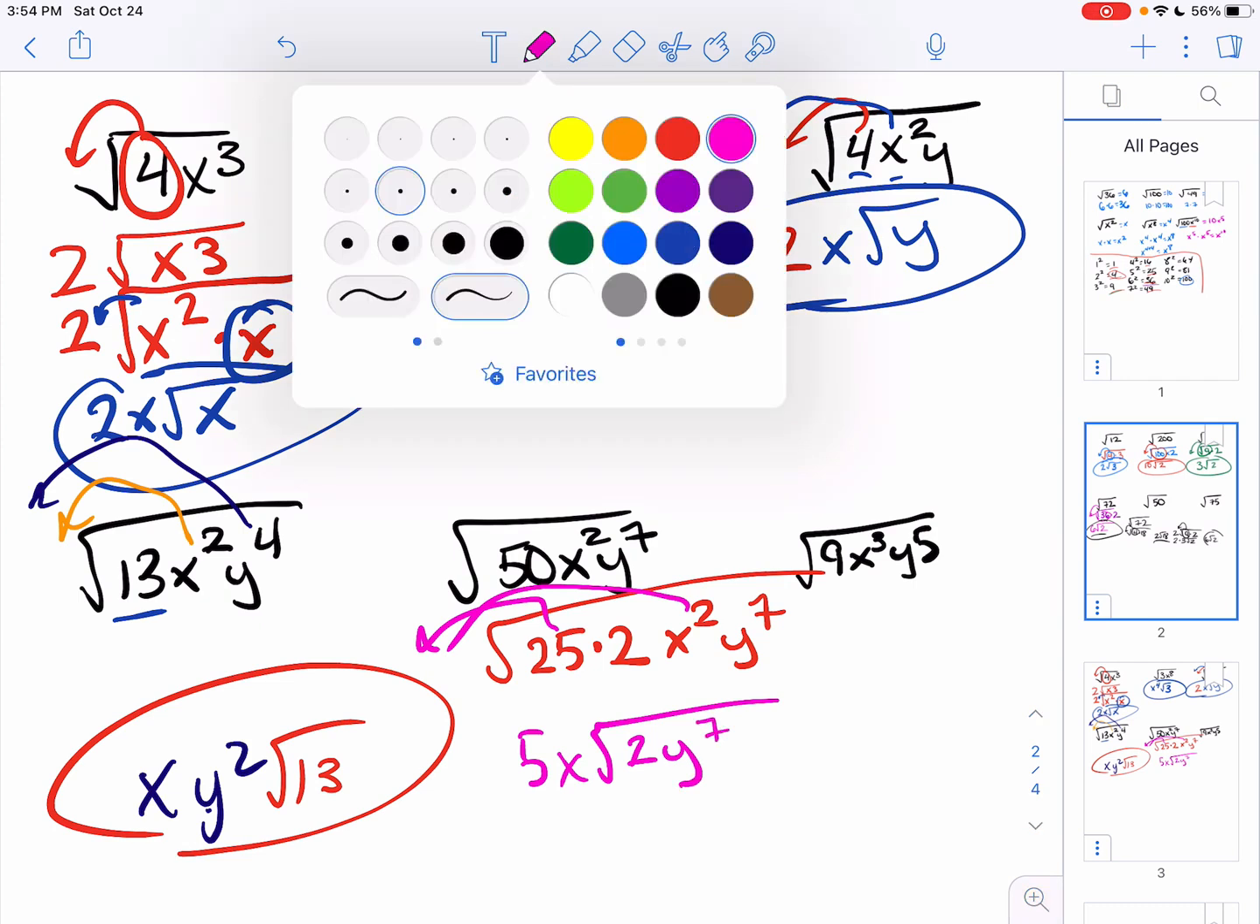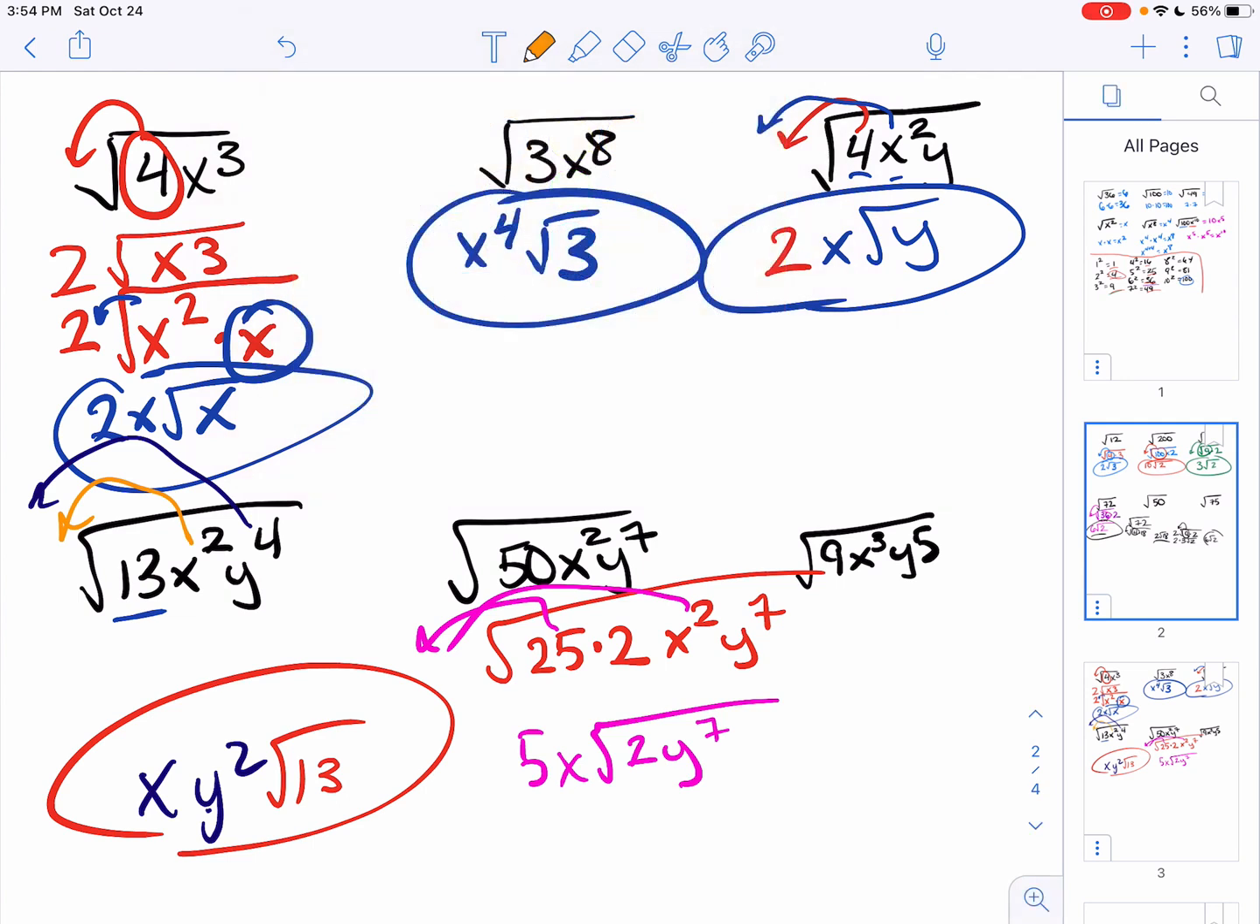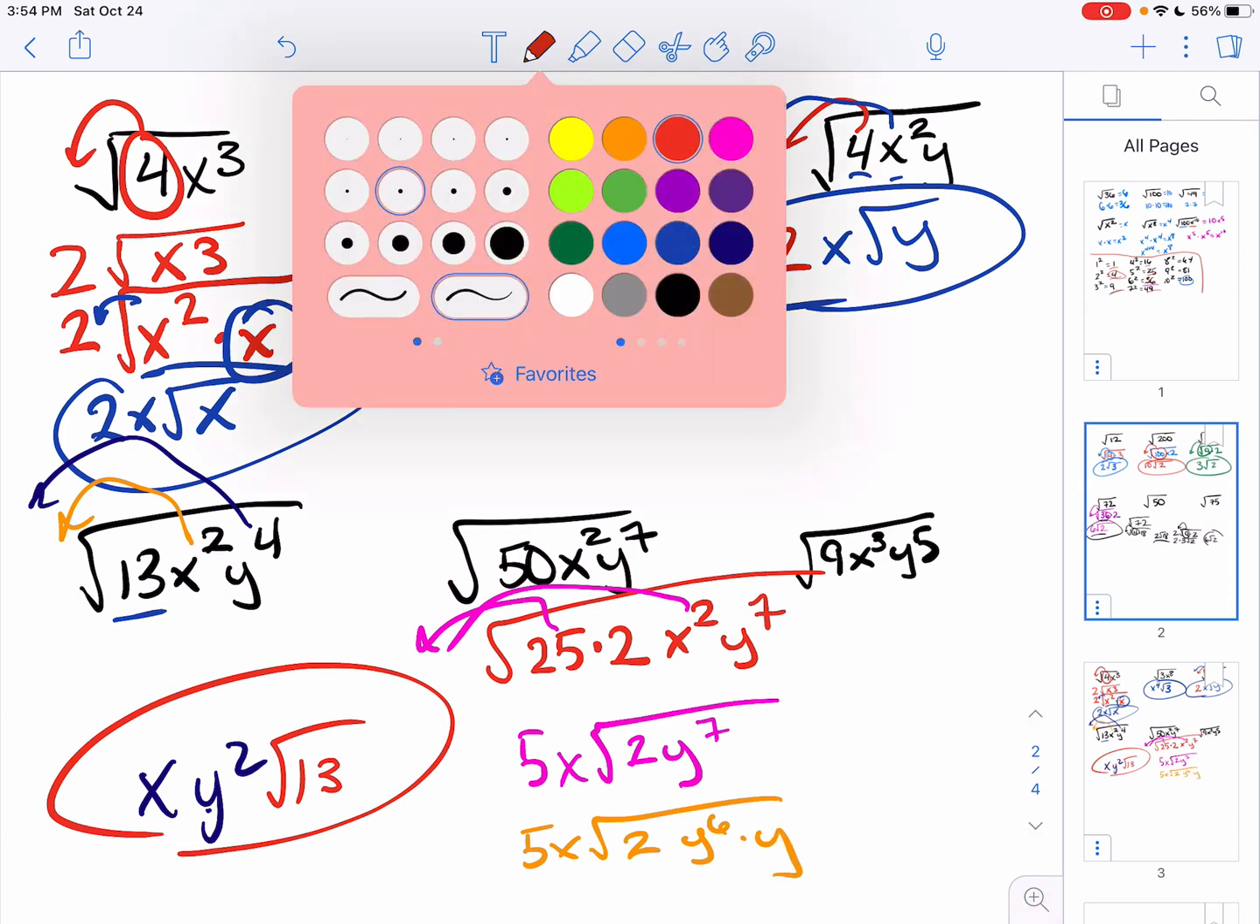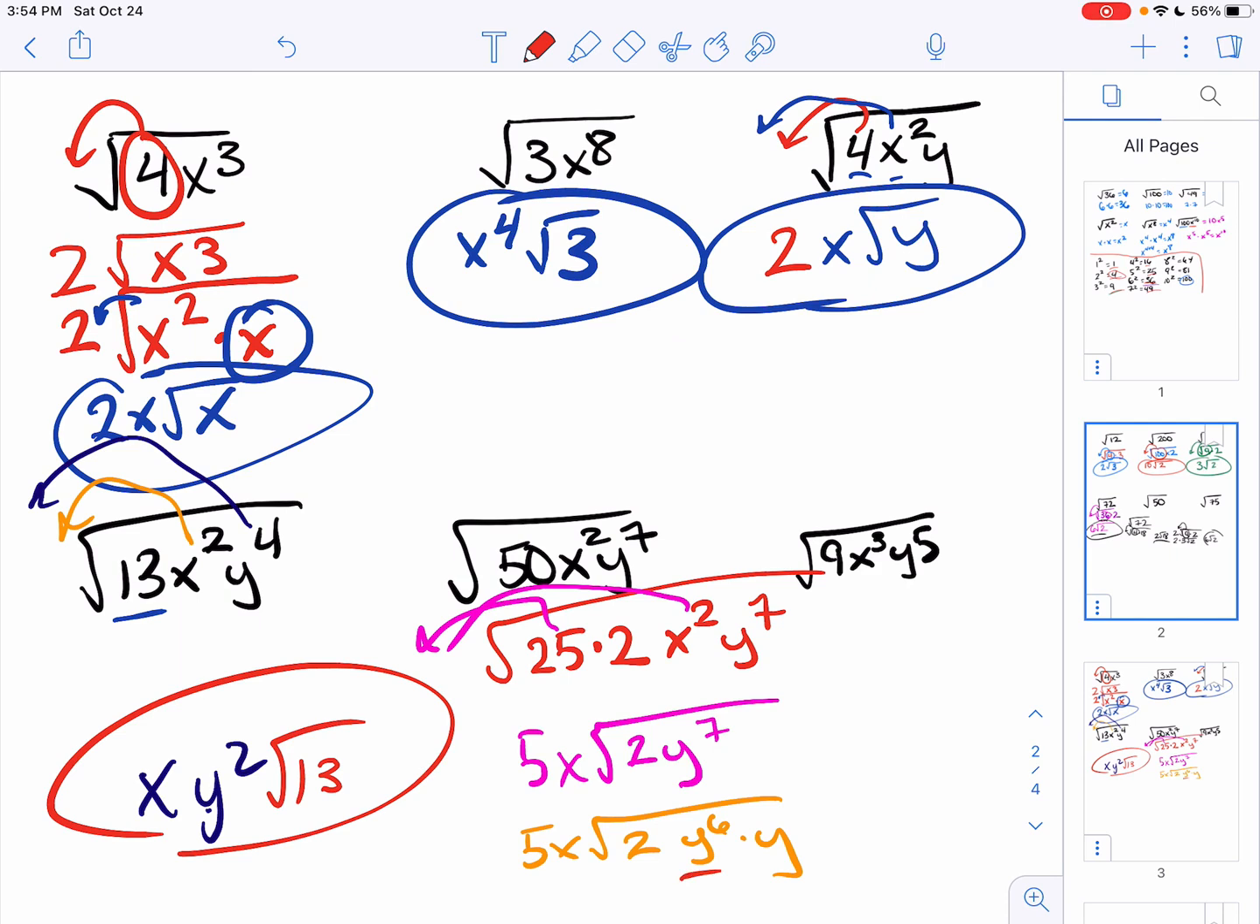I'm not done yet, because even though y to the 7th isn't a perfect square, I can bring this down as 5x, and then I can have y to the 6th times y. The reasoning for that is because y to the 6th is a perfect square, because 6 is even. So I can bring this outside, take the square root of it. So I get 5x y to the 3rd, and then what's left inside? 2y.